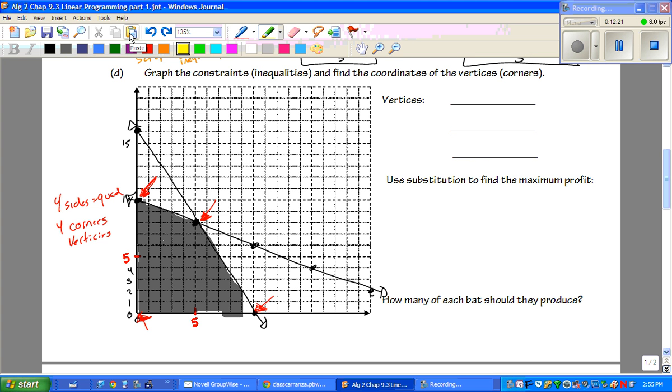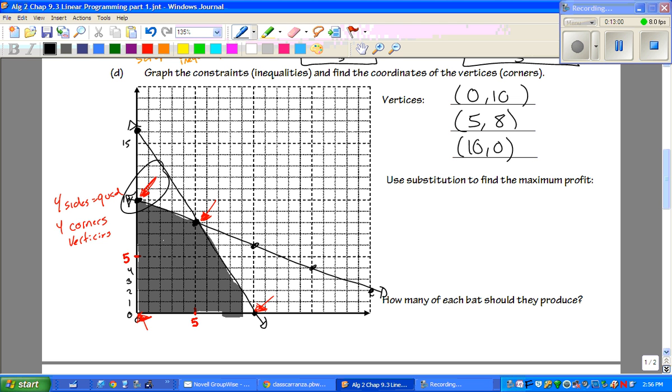We're talking about profits, right? Why would we want 0, 0 as a profit? That means you're not making anything, okay? So that's why 0, 0 is kind of thrown out. So our first one right here is at 0, 10. Our second is at 5, 8. And then our last one is 10, 0. Okay?